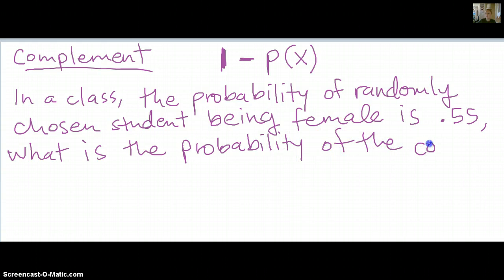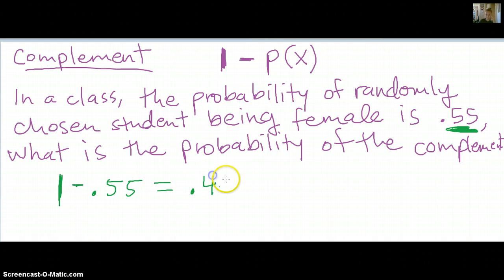The complement of this situation would be that you're not a female, right? So it's the opposite of whatever we're asking. That's what the complement is. So the probability that you're not a female, well, we could just take the number 1, like I said. Here you always take the number 1, and then you take the probability of the event occurring, which is 0.55, and subtract it. So the probability that a randomly chosen student is not a girl, or the complement, is just going to be equal to 0.45. You could write that as a fraction if you'd like.